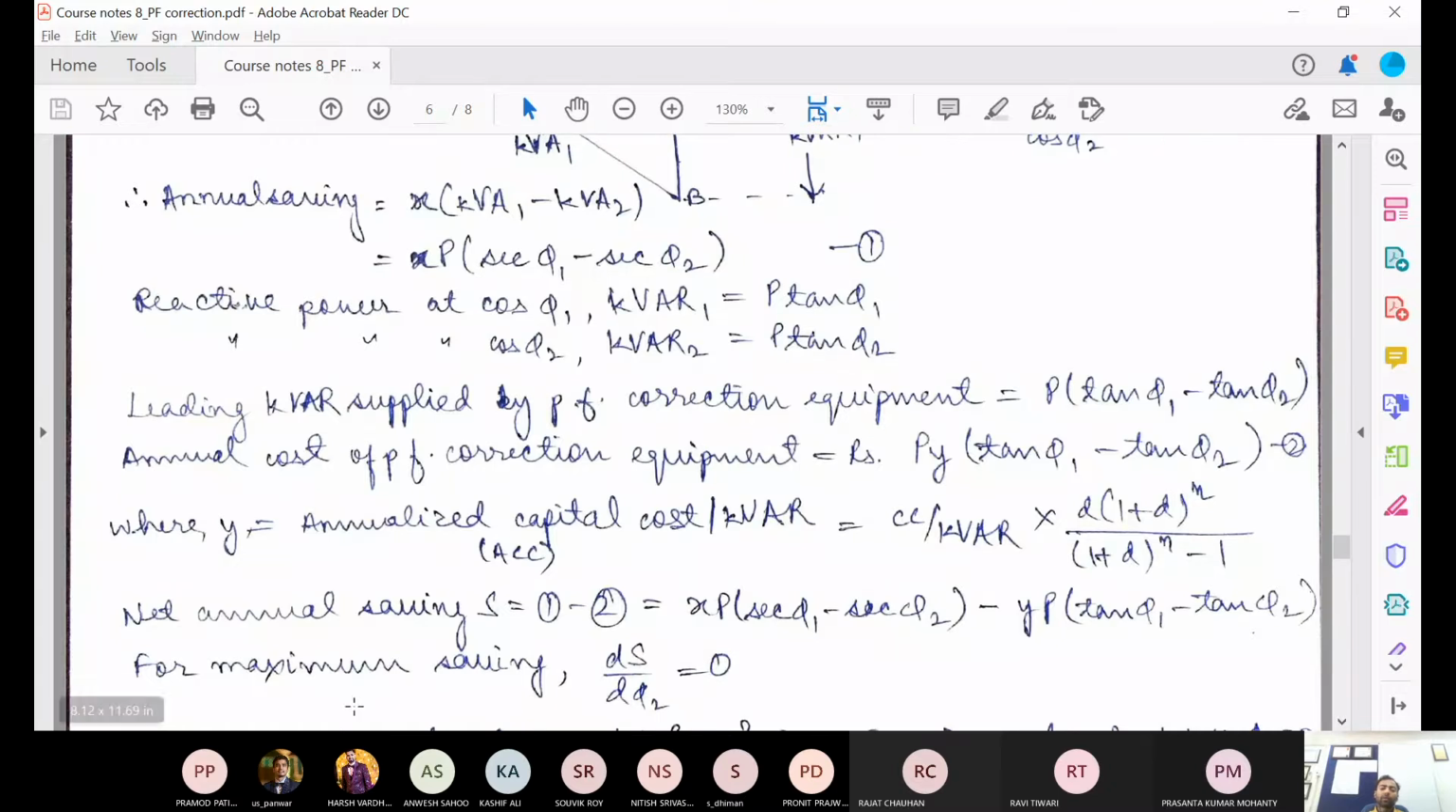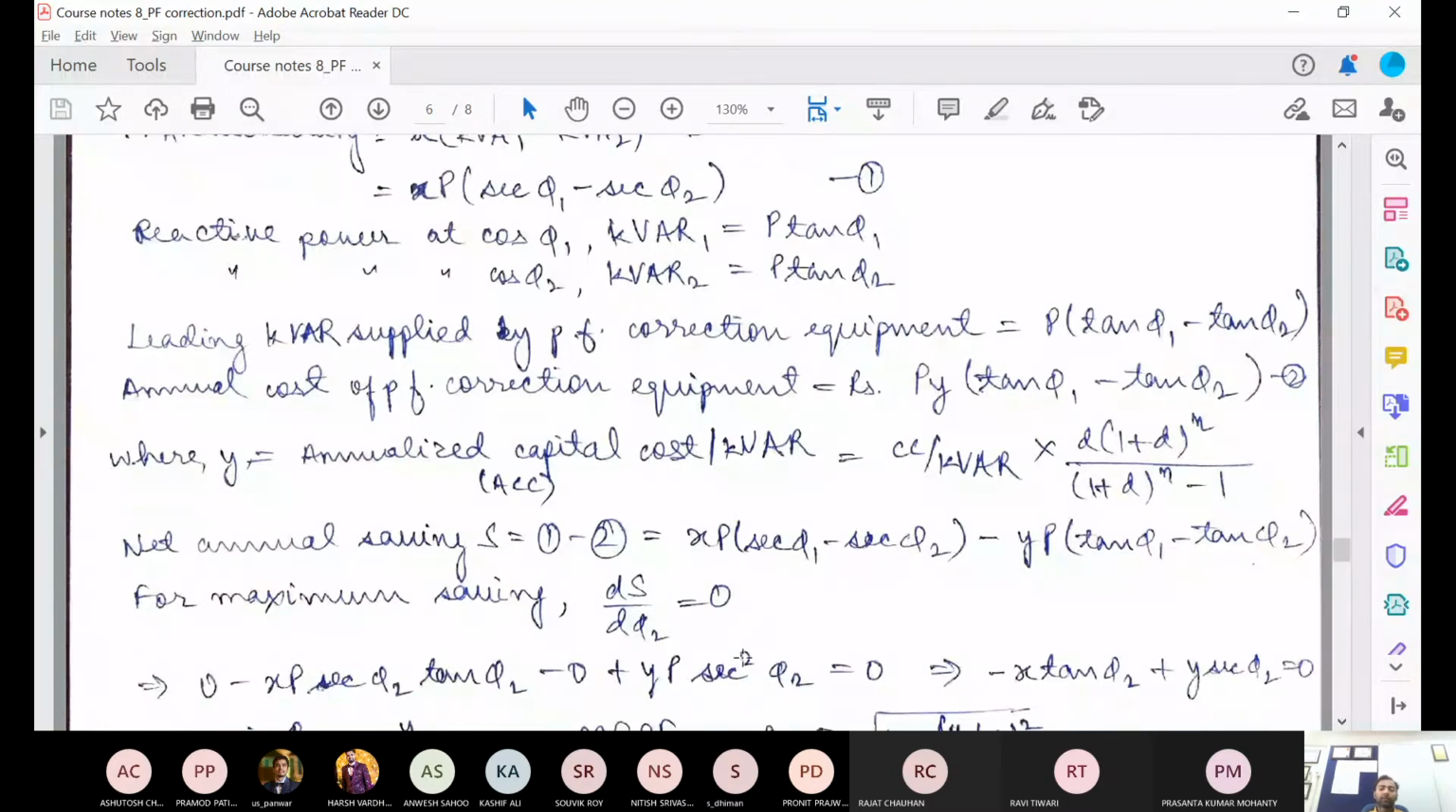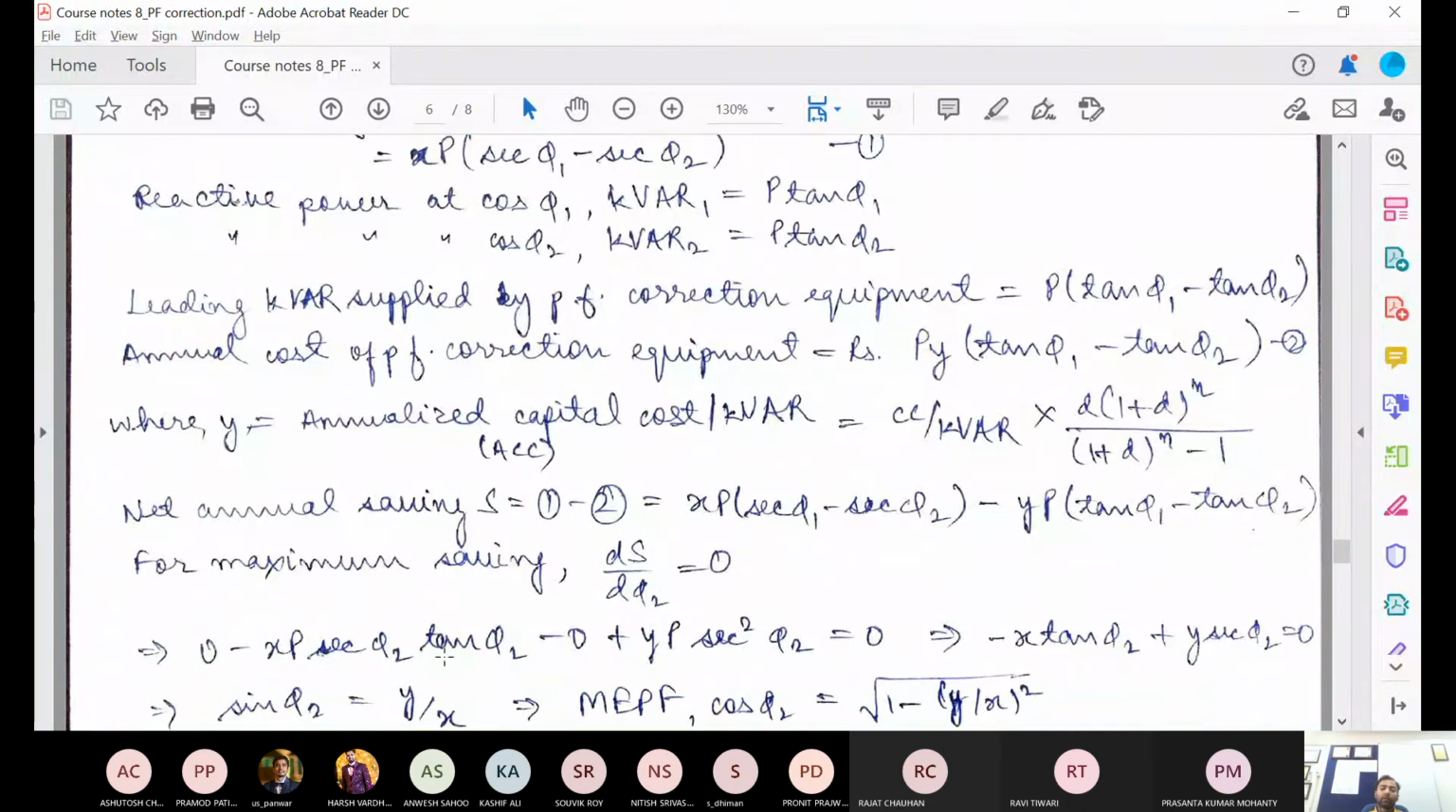And as we know, for maximum saving, we will have to take the derivative of this and equate it to 0. The derivative will be taken with respect to the variable phi 2, because that is the thing under consideration: what should be the value of phi 2 to which we should improve the power factor. So we take dS by d phi 2, equating it to 0, because we want the maximum saving. If you solve it out, just take the derivative with respect to phi 2, you will get this expression.